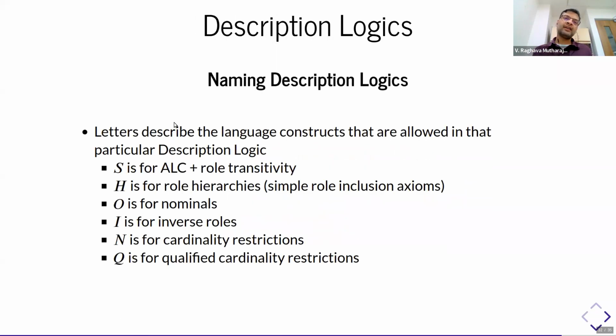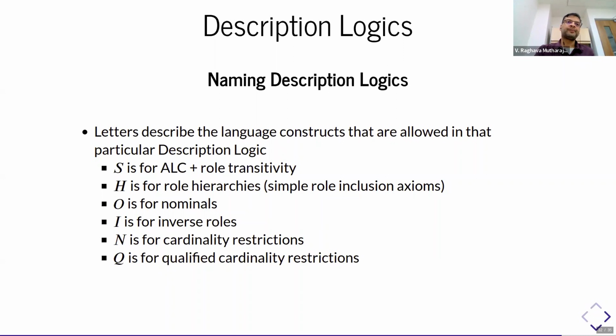Like I said, the naming is quite logical in the sense that we use letters that indicate the language constructs. So S is used for ALC plus role transitivity. H is used for role hierarchies, that includes simple role inclusions. O is for nominals, I is for inverse roles, N is for cardinality restrictions, and Q is the qualified cardinality restrictions.